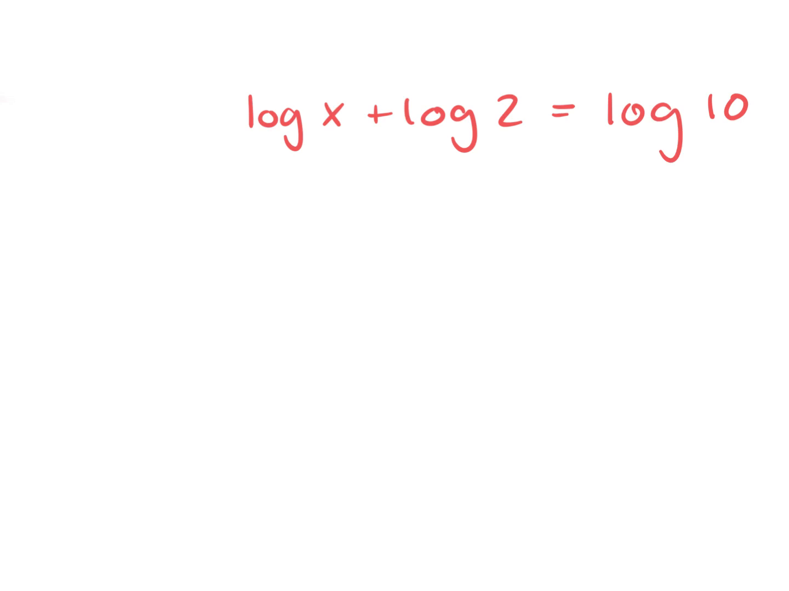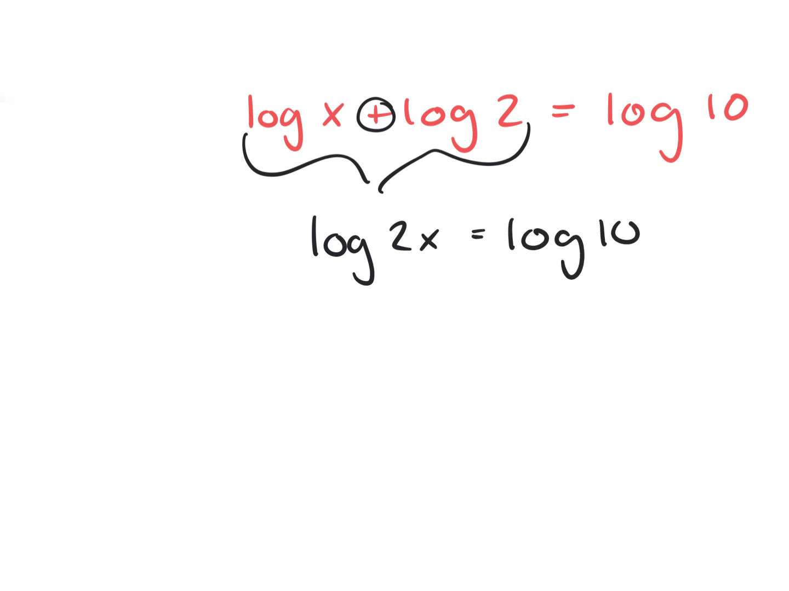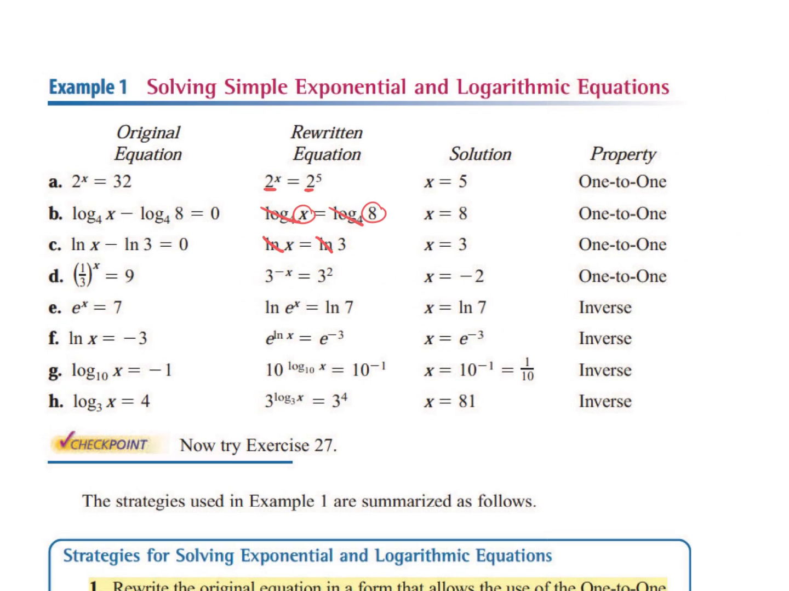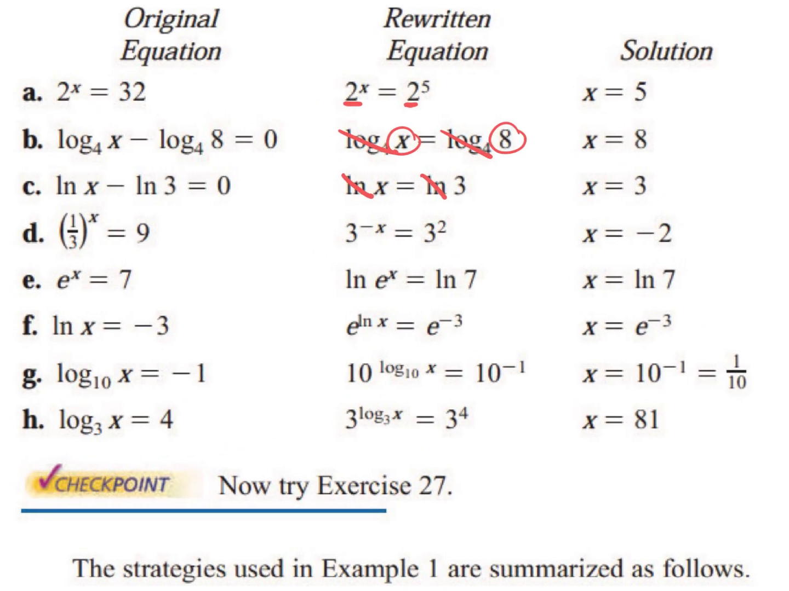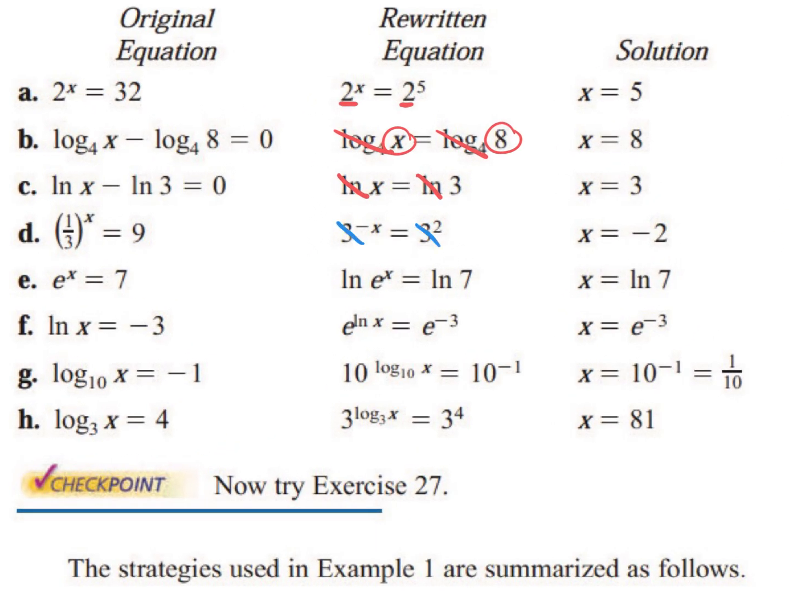Doesn't work that way. We could combine these together to be a single log. How would we combine them together? What goes with addition? Multiplication. So we'd say log of 2x, because we can just multiply them together, equals log of 10. Now that we have a log equals a log, they can cancel. So it only works if you have a log equals another log. D is the same thing, same base, we can cancel them.